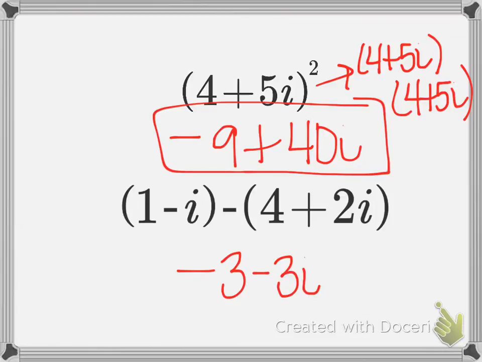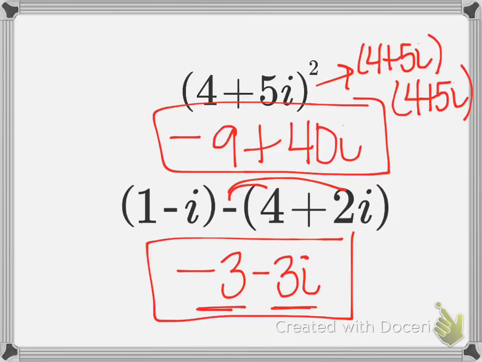Again, you probably could do this by hand. If you distributed your negative and combined like terms, you can see that 1 minus 4 gives that negative 3. And negative i minus 2i is where the negative 3i comes from. So you're always welcome to do any of this stuff by hand, but again, the calculator just kind of helps us take some shortcuts so that we don't waste time or make any silly mistakes. And that's pretty much everything you need to know right now about imaginary and complex numbers.